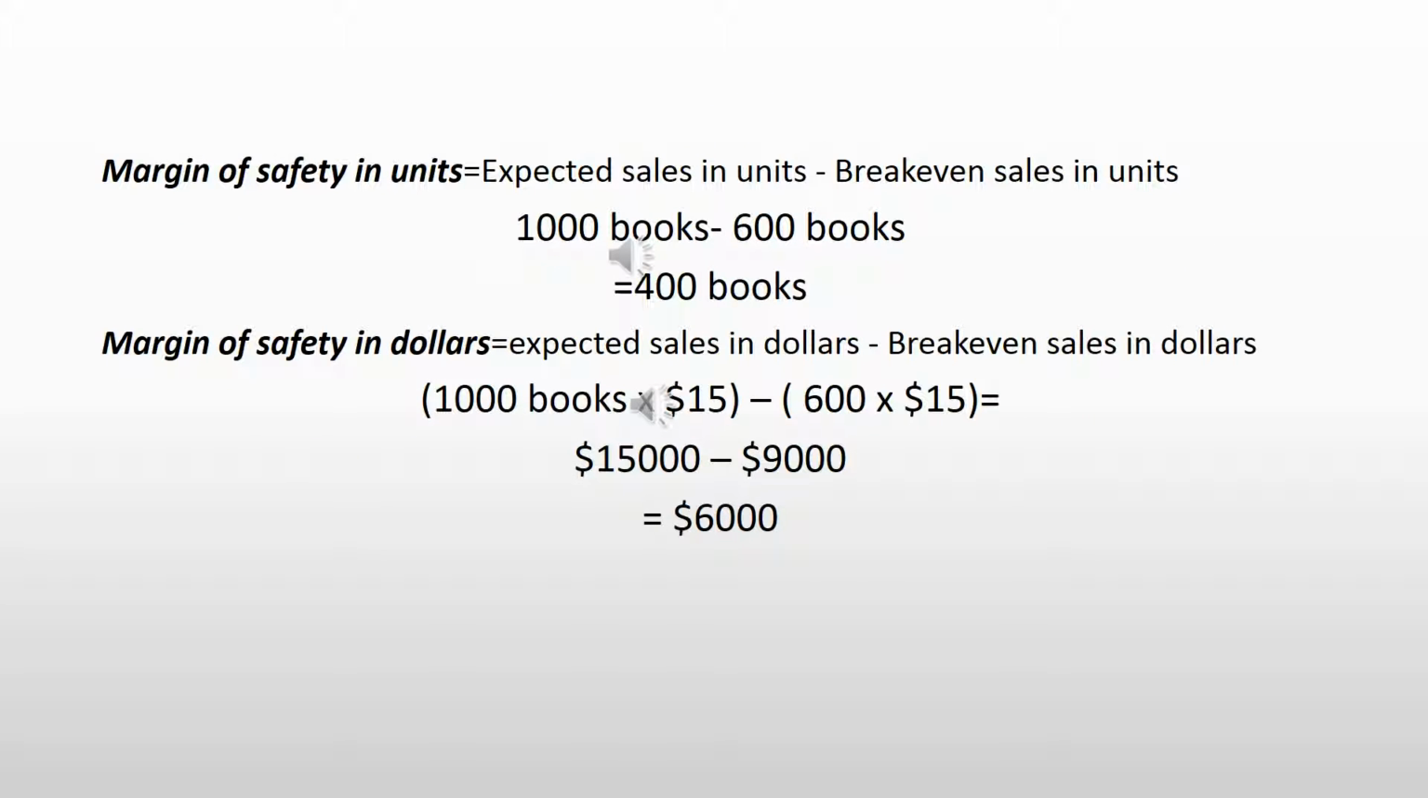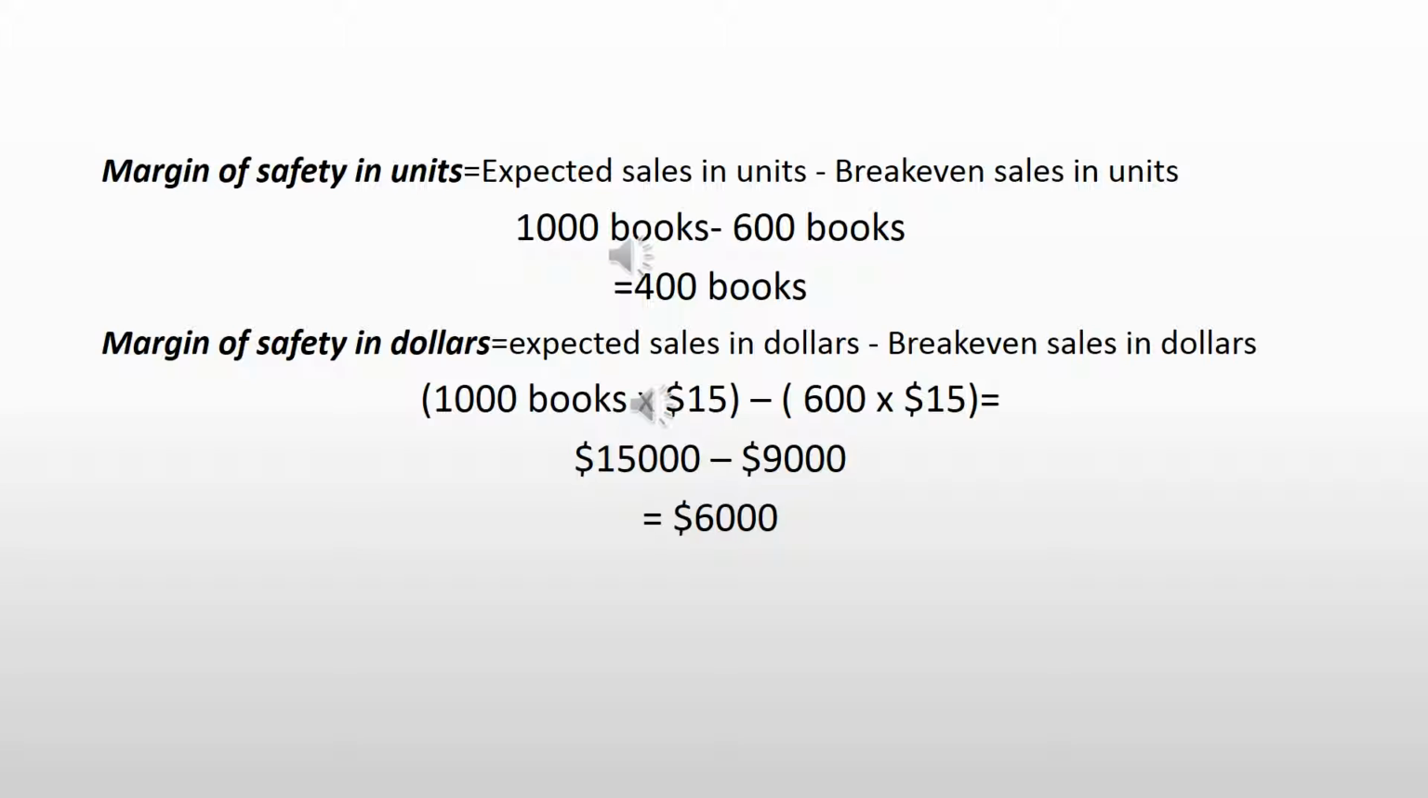Well, first of all, margin of safety can be expressed in either units or dollars or sales revenue. But to calculate margin of safety in units, you take the expected sales in units and subtract break-even sales in units from that. So for example, say we have a bookstore that's expected to sell 1,000 books this month, and they calculated that the break-even sales was 600 books. So we take the 600 and subtract that from 1,000, and we're left over with 400 books. And that is their margin of safety in units.